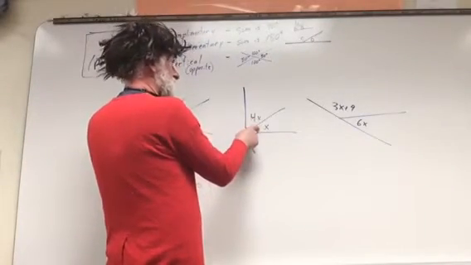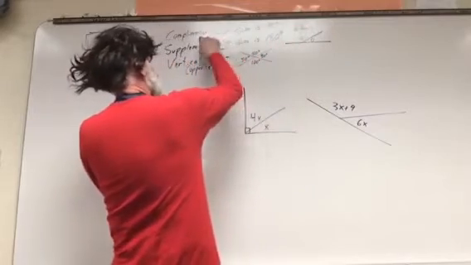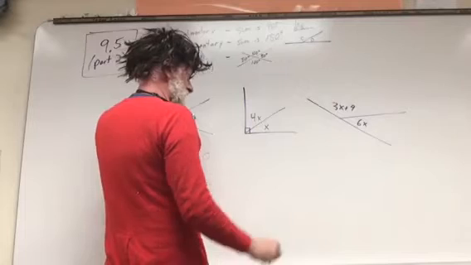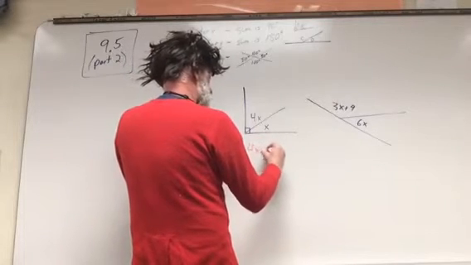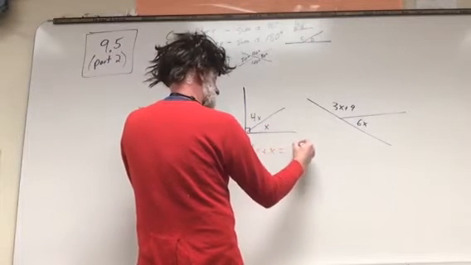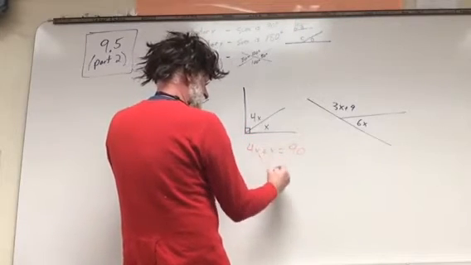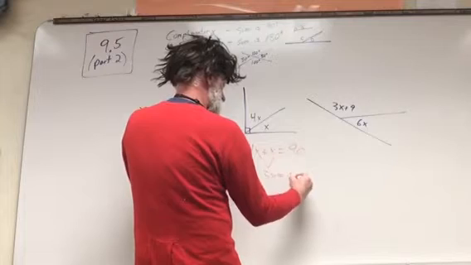These two angles look like they are complementary. They add up to 90 degrees. I see that right angle symbol right there. So that means 4x plus the x have to equal 90 degrees. Well, let's combine like terms. 4x plus x, that's 5x, equals 90.